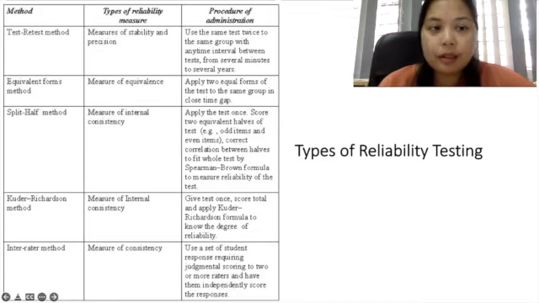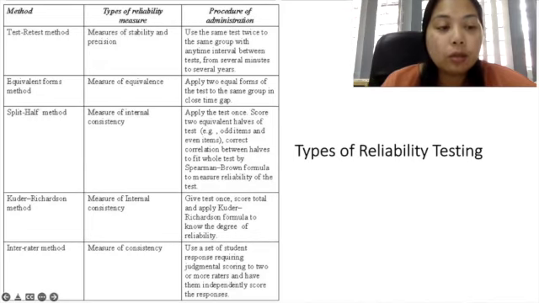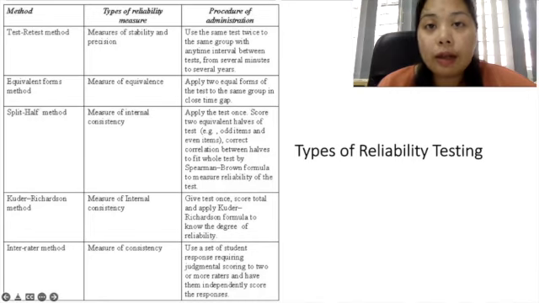Split half method is a measure of internal consistency, where you apply the test once, score two equivalent halves of the test, like the group of odd items versus the group of even items, and correct correlation between halves to fit the full test by the use of Spearman-Brown formula to measure reliability of the test. The fourth one is Kuder-Richardson method. It is a measure of internal consistency. You give the test once, score total, and apply Kuder-Richardson formula to know the degree of reliability.